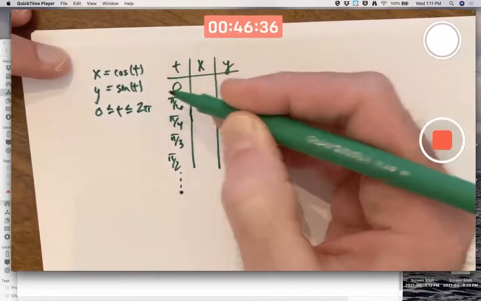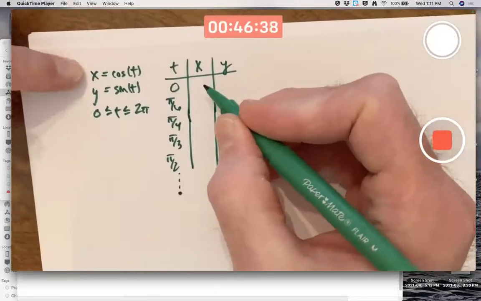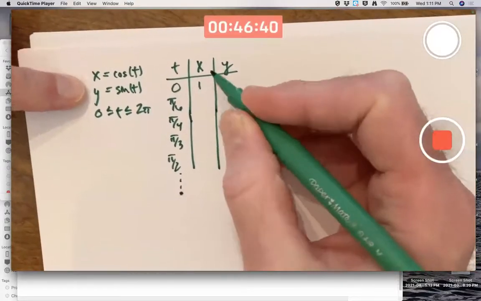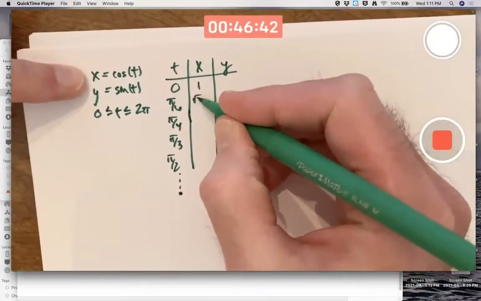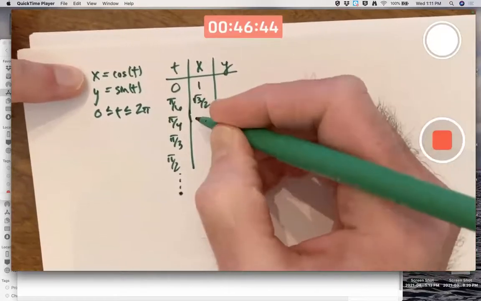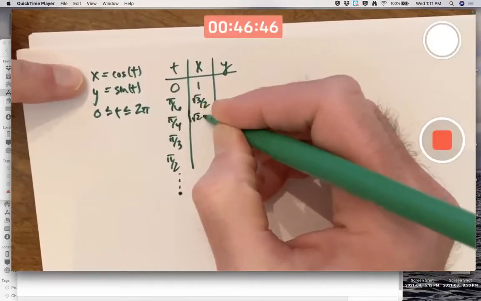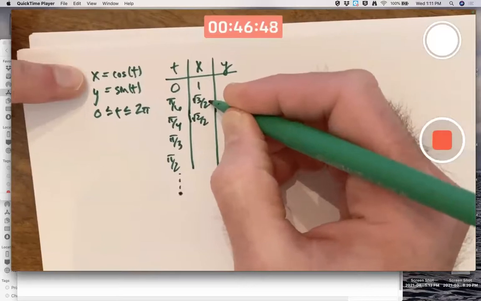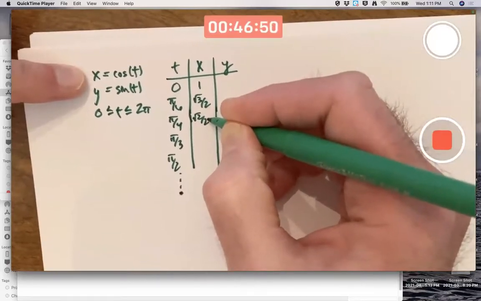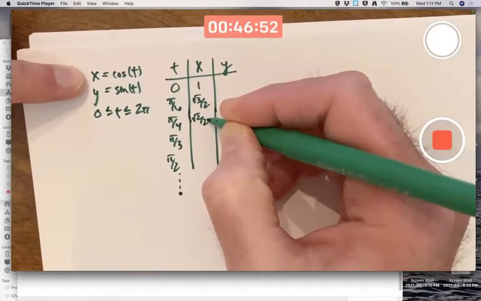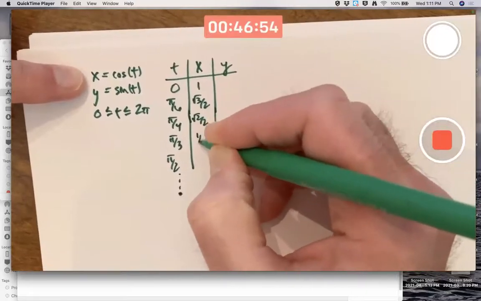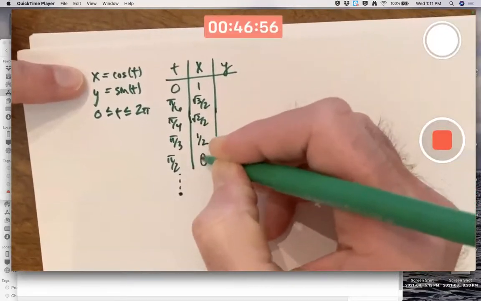Plug those into these formulas in place of t. Cosine of 0 is 1. Cosine of pi over 6 is square root of 3 over 2. Cosine of pi over 4 is square root of 2 over 2. That's about 0.86. This is about 0.707, I think. Cosine of pi over 3 turns out to be a half, and cosine of pi over 2 is 0.